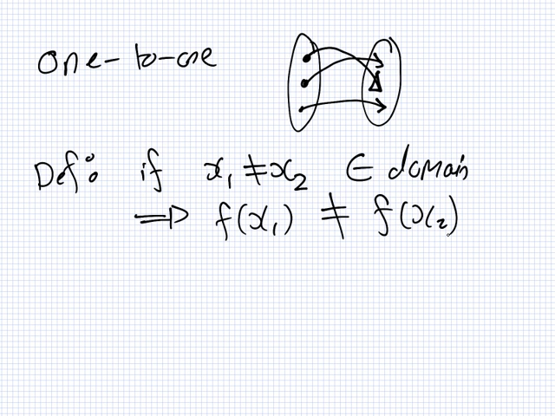Example, x. If I pick a different x, do I get a different answer? Yes, I do. But x squared is not 1 to 1 because I can pick two numbers which are different but get the same answer. Like what? 2 and minus 2. 2 squared is 4. Minus 2 squared is 4. So x squared is not 1 to 1.